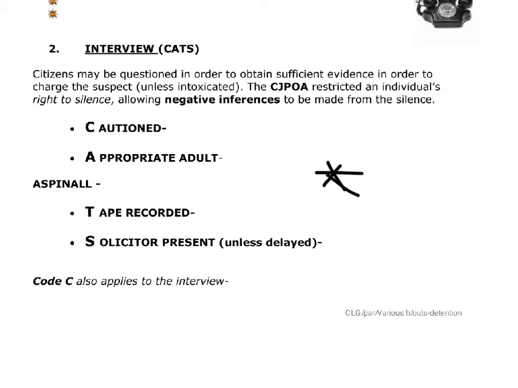Appropriate adult then. An appropriate adult is required if you are under 17 or mentally unstable. So you need somebody there because of your mental health. And if the appropriate adult isn't given, that is when the interview will become unlawful and they'll have to destroy the tape. They won't be allowed to use it.